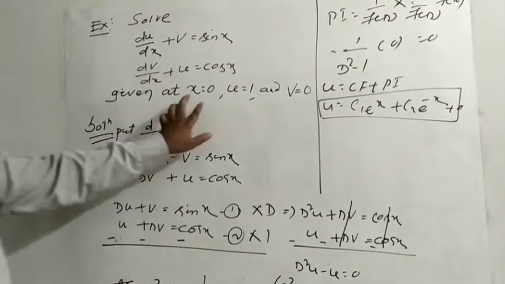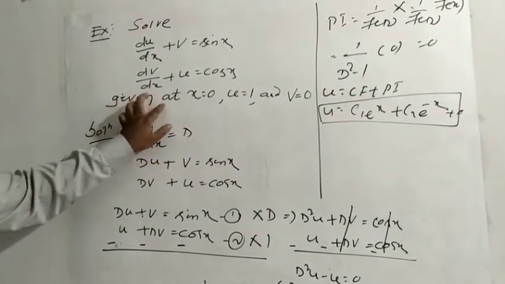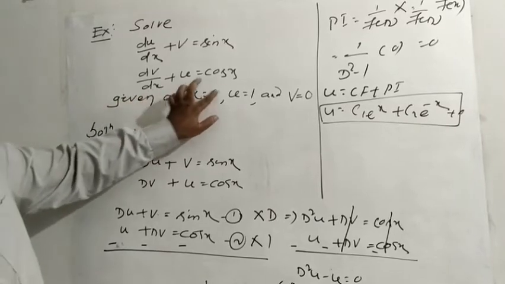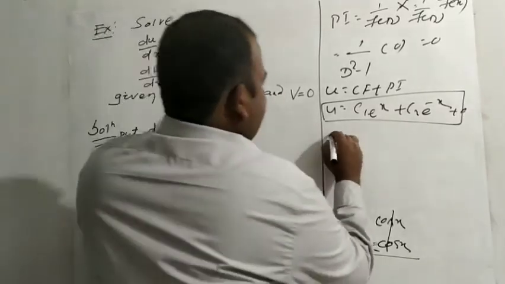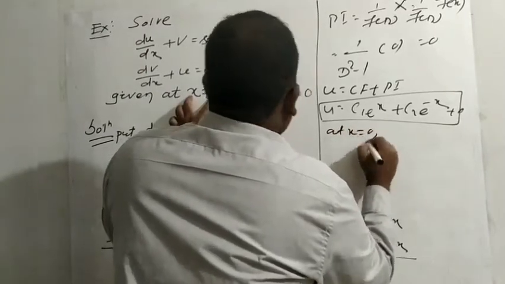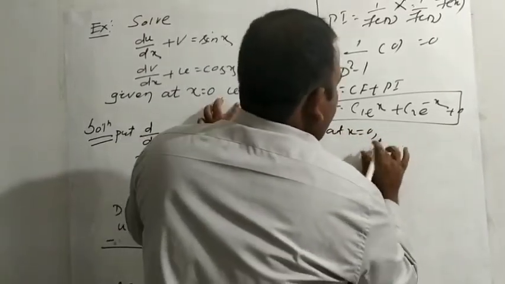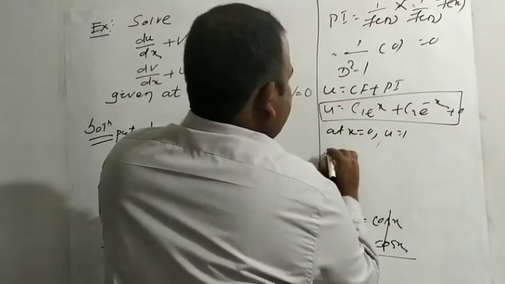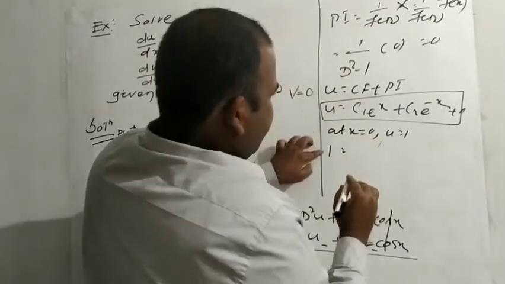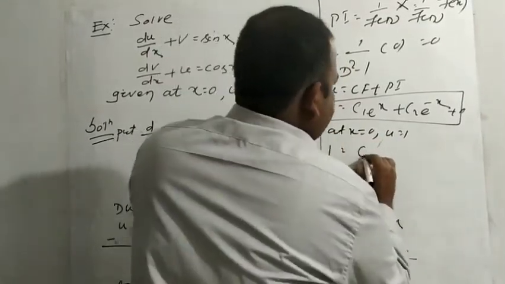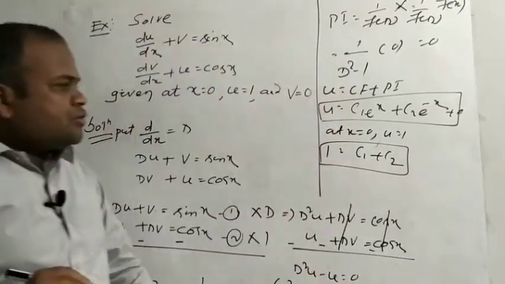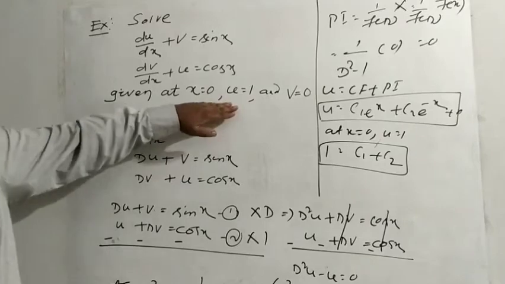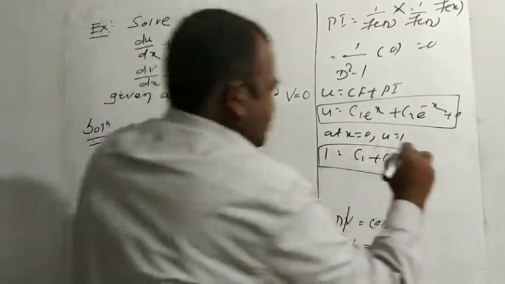Based upon the condition given, at x equal to 0, u equals 1 and v equals 0. So at x equal to 0 and u equals 1, we get C1 plus C2, so C1 plus C2 equals 1 based upon the given condition. So this is the solution for u.